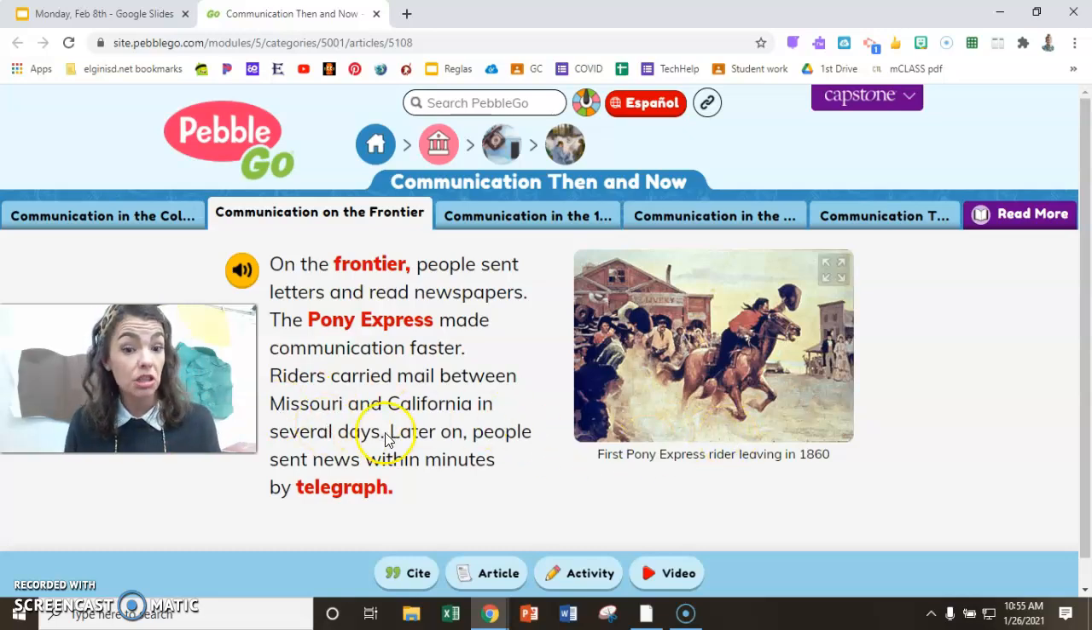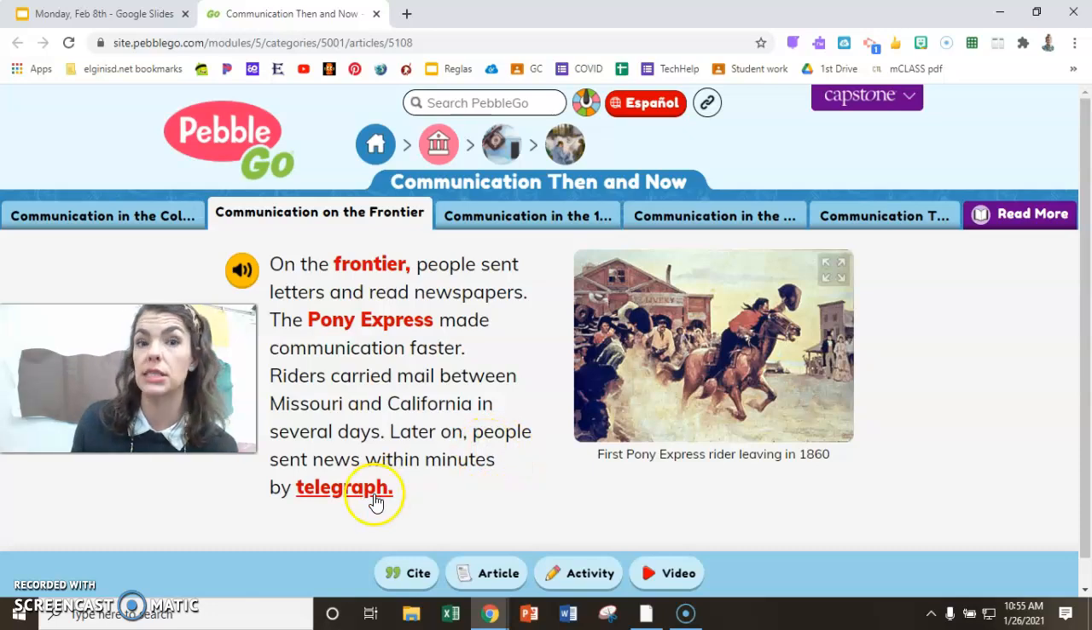It could take him just several days to go from Missouri to California. So he's riding his horse for a long time to get your letter to the right person for you. This was faster than the old boats they were using back here in the colonies. The horse can go fast, so he's getting it faster to the person you're sending the message to. Later, they began using telegraphs. What are telegraphs?